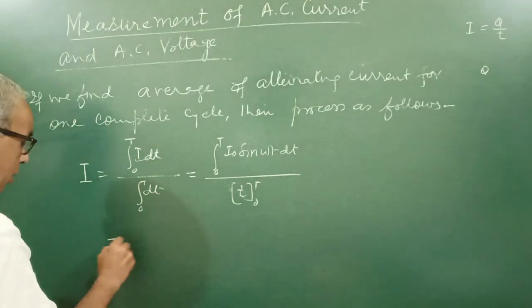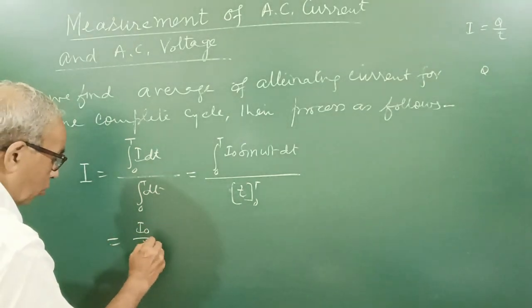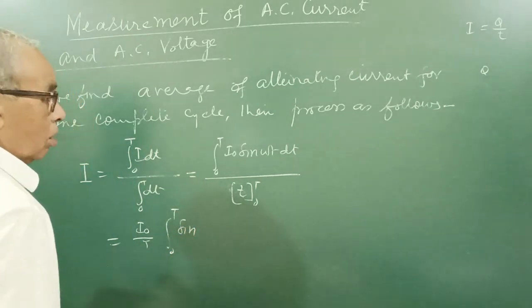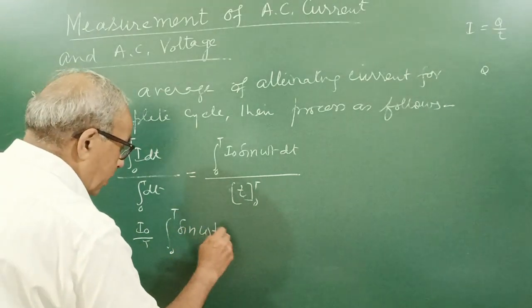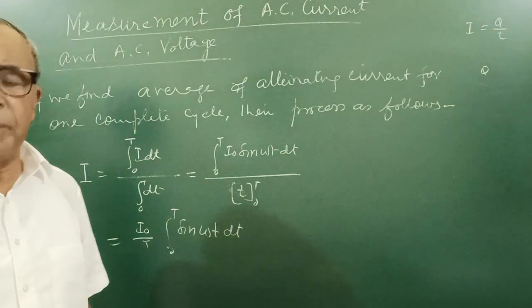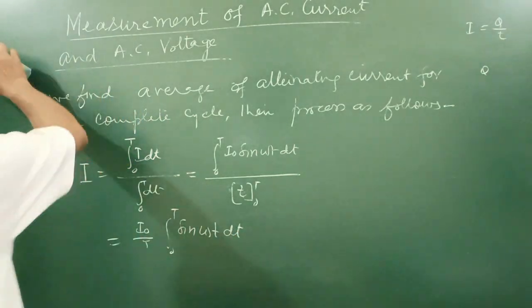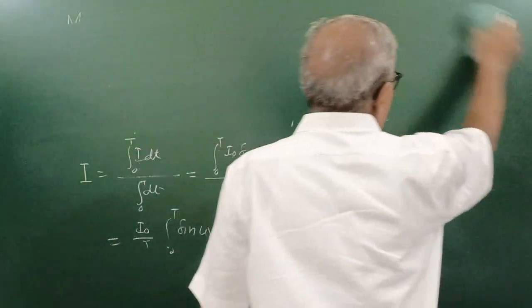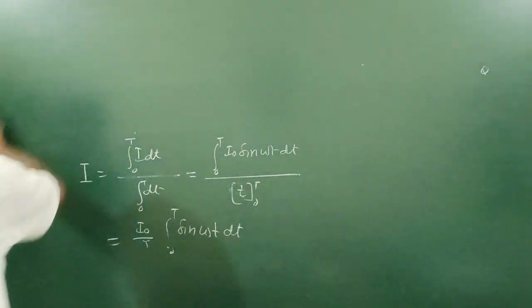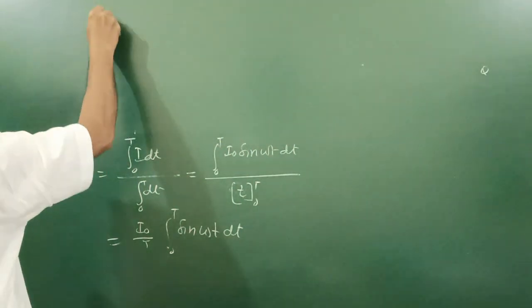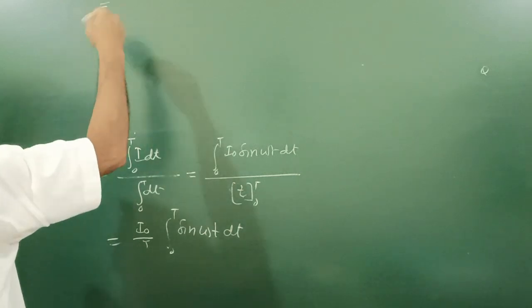So I0 upon T comes out of the integration, integration 0 to T of sine omega t dt. Bio students may feel some difficulty, but you can do this easily. You keep on learning again and again. So this is the average value for one cycle, I bar.